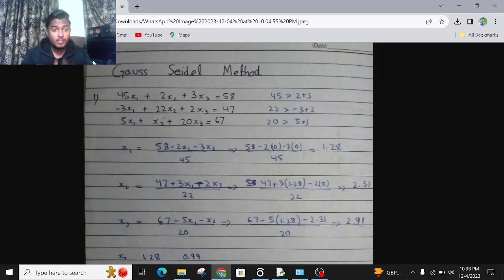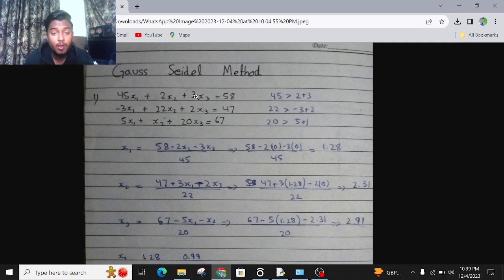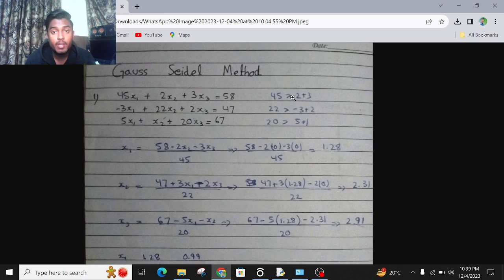Okay guys, as you can see, we are on our computer screen and we have a pre-solved question in our notes here on the screen. First of all, we have three equations. To solve with the Gauss Seidel method, we first need to check the values. We will consider this value and check whether it is greater than the sum of the other two values. This is 45. If we measure this, we will see that it is greater than 2 plus 3, which means 5. 45 is greater than 5, so equation 1 is okay.